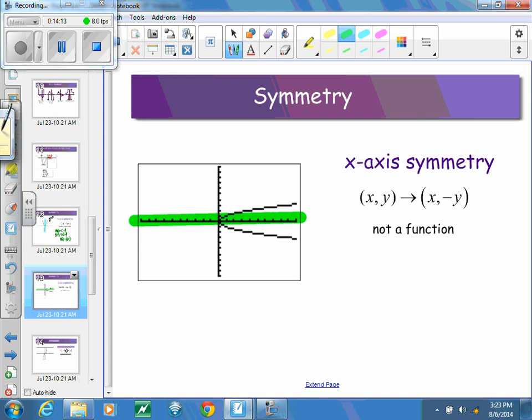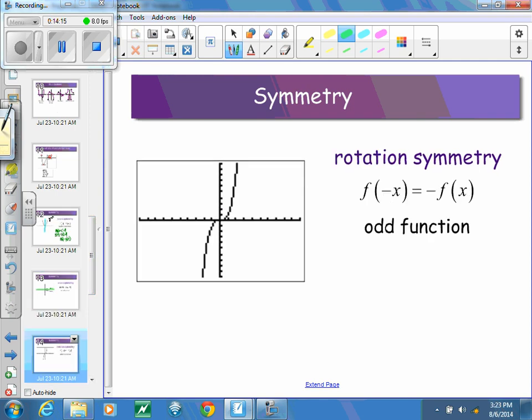The other type of symmetry that we're going to look at is rotation symmetry, which means if you rotate a graph 180 degrees, you end up with the exact same graph. And what we do is we end up with that with the cubic function, so y is equal to x to the third. And this ends up being what we call an odd function if it has rotation symmetry. So notice that I have f of negative x equals negative f of x.